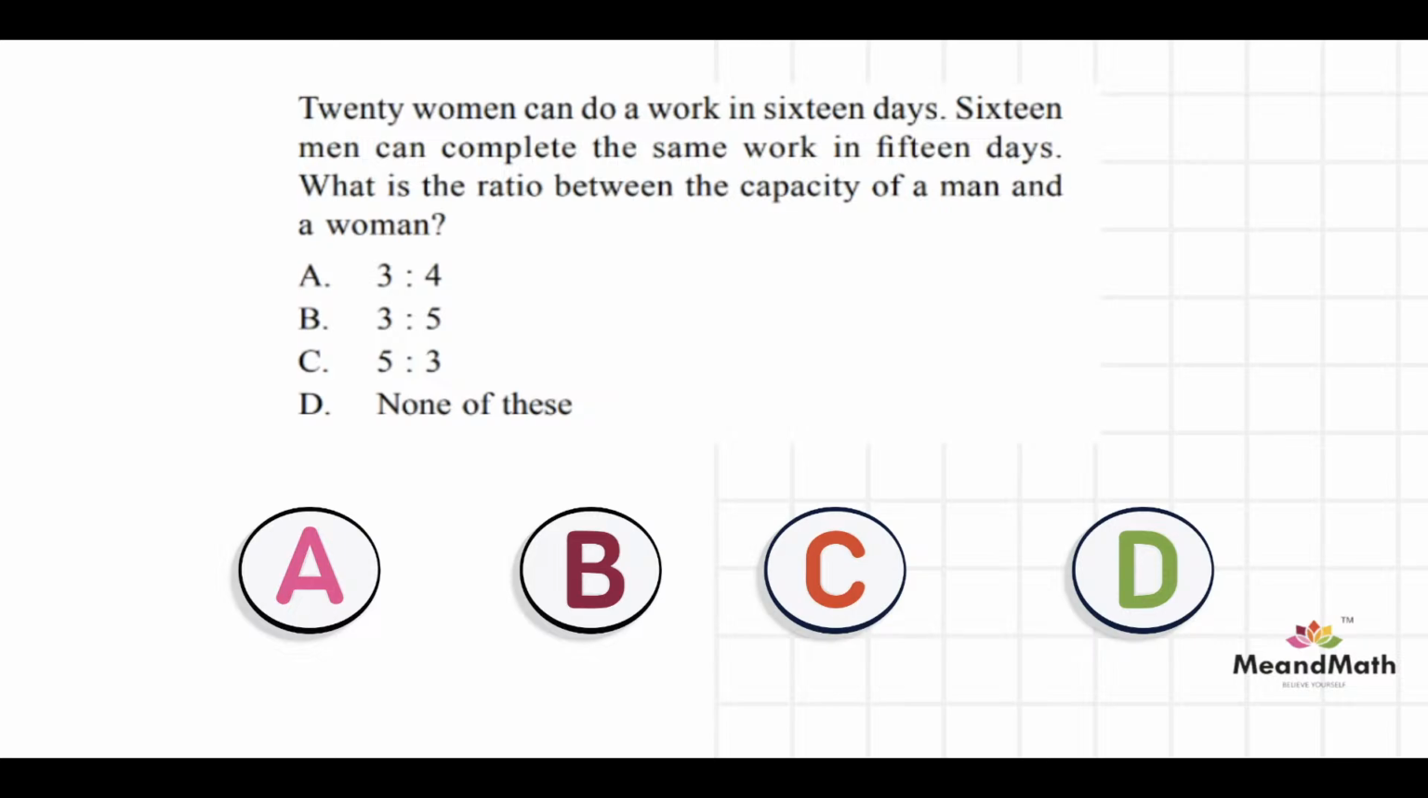How will you do this question? We have 20 women who can work in 16 days. 16 men can complete the same work in 15 days. What is the ratio between the capacity of a man and a woman? So if 20 women are completing in 16 days, how long will one woman take? It would be 20 times 16 days, right?